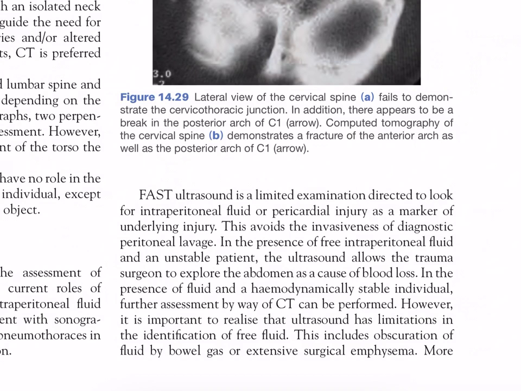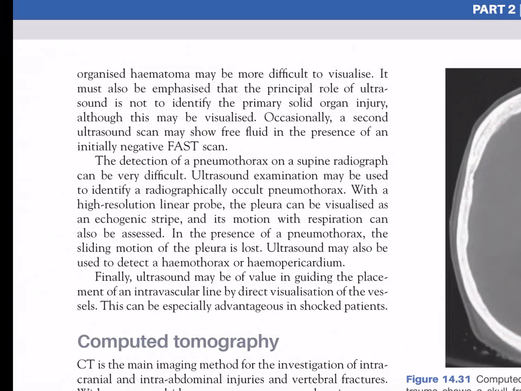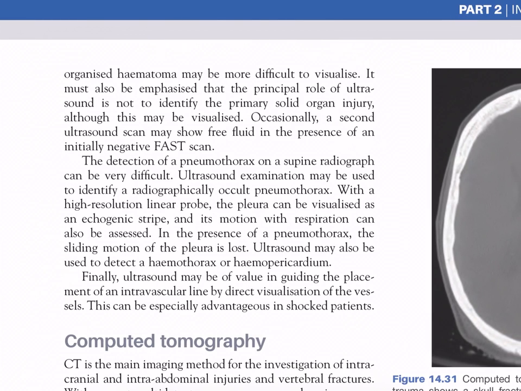In the presence of free intraperitoneal fluid and an unstable patient, the ultrasound allows the trauma surgeon to explore the abdomen as a cause of blood loss. In the presence of fluid and a hemodynamically stable individual, further assessment by way of CT can be performed. However, it is important to realize that ultrasound has limitations in the identification of free fluid. This includes obscuration of fluid by bowel gas or external surgical emphysema. More organized hematoma may be more difficult to visualize.